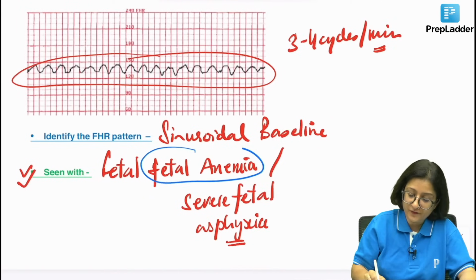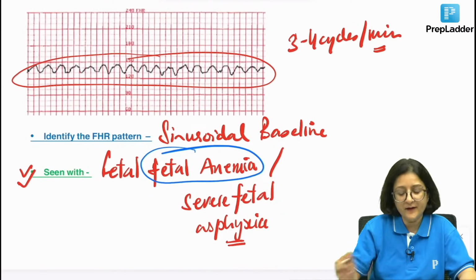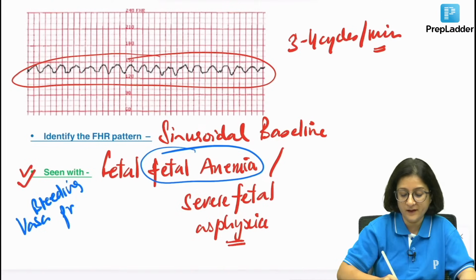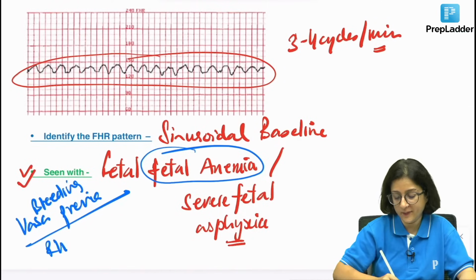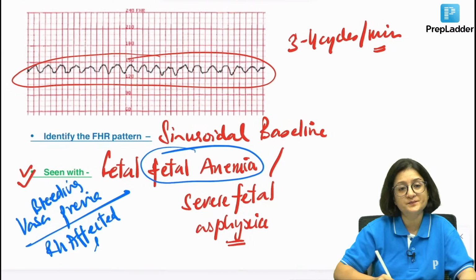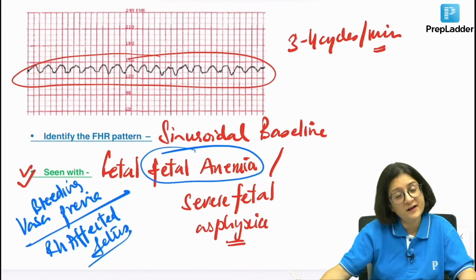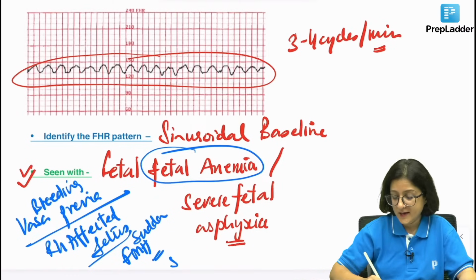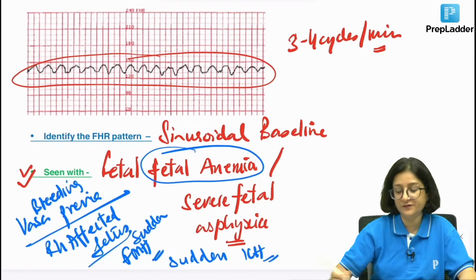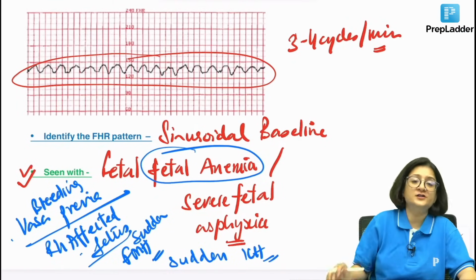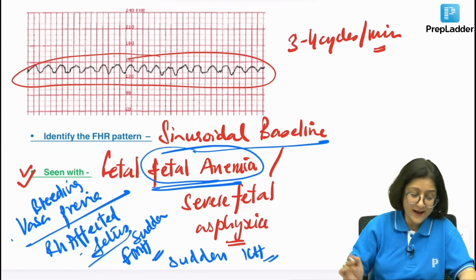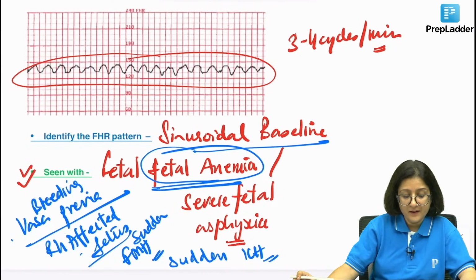Now the context of fetal anemia. So there can be bleeding vasa previa. The context of fetal anemia could be an RH affected fetus with fetal hemolysis, sudden feto-maternal hemorrhage, or sudden intracranial hemorrhage in the fetus. All these four conditions that I mentioned are causing sudden fetal anemia only. So remember that as sinusoidal baseline. Okay, fine.